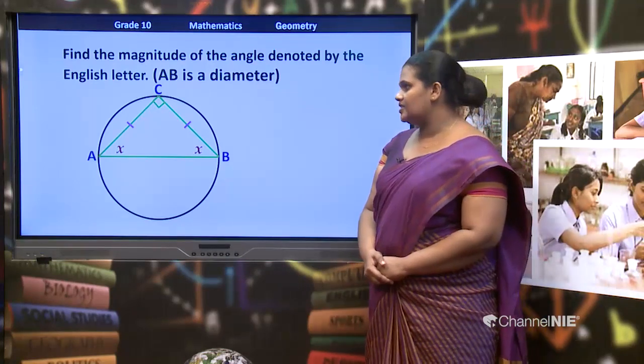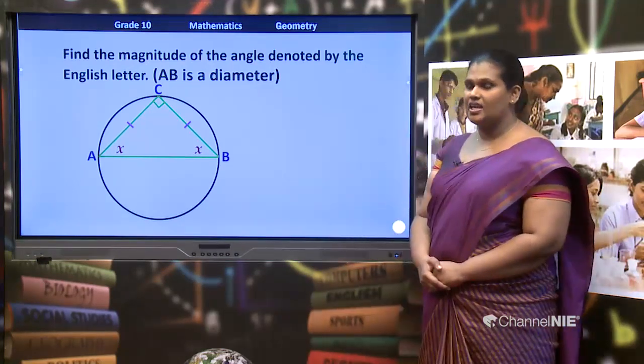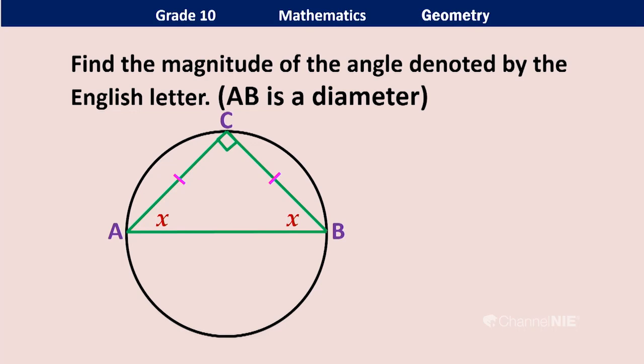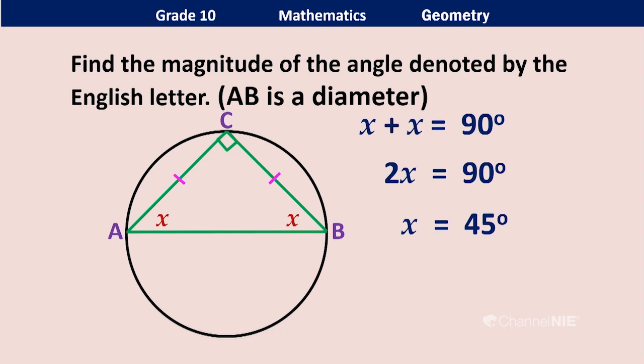Since angle ACB is 90 degrees, I can say angle CAB plus angle ABC equals 90 degrees. Therefore, x plus x equals 90 degrees. So, x plus x can be taken as 2x equals 90 degrees. We can find the value of x by dividing both sides by 2. Therefore, the magnitude of x equals 45 degrees.